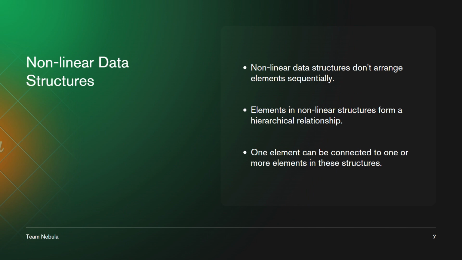Nonlinear data structure. In nonlinear data structures, elements are not arranged in a sequential order. Instead, they form a hierarchical relationship, where one element can be connected to one or more elements. Here are some examples of nonlinear data structures.